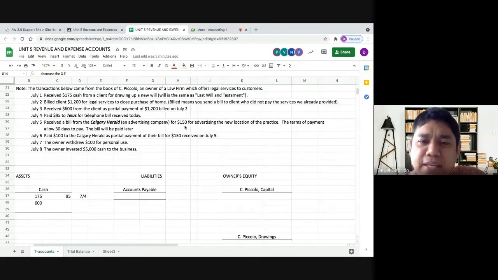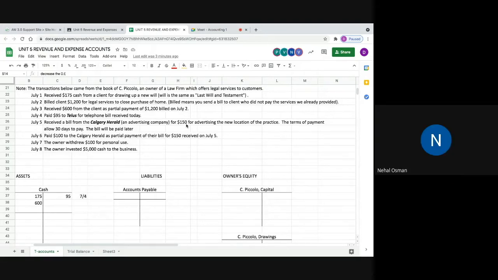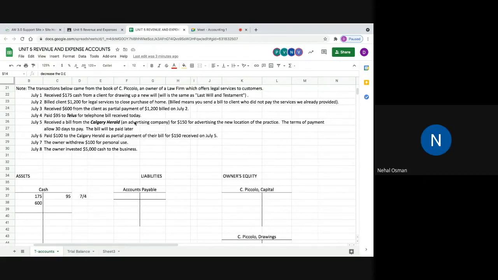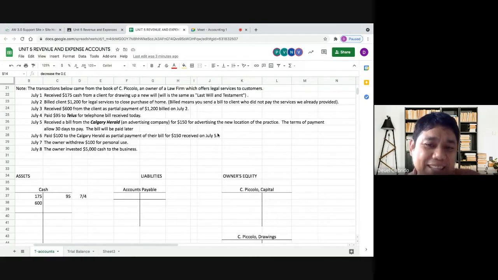Calgary Herald made an advertisement for us. The amount is $150. Did we pay them yet? No, it's accounts payable. Very good. So how did you know that we did not pay cash? Because after 30 days, we have to pay. Okay, it's very clear there. The terms of payment allow 30 days to pay, and this will be paid later. So in short, what's going to happen?